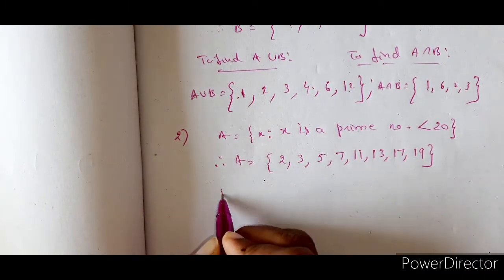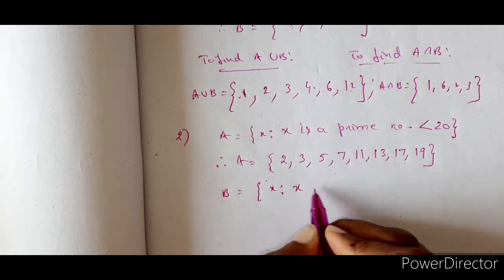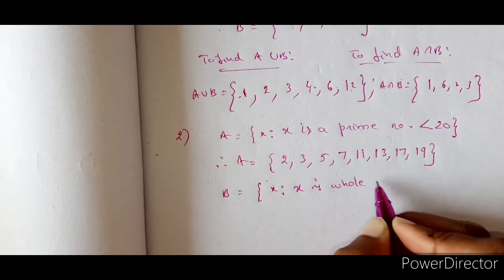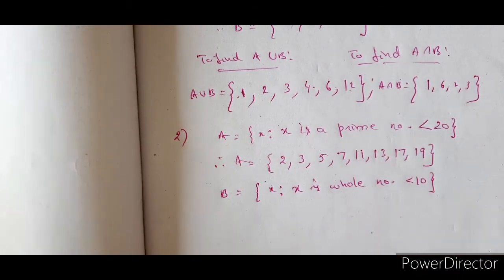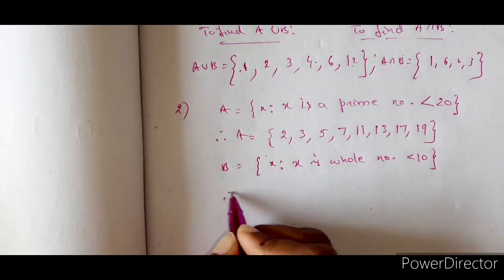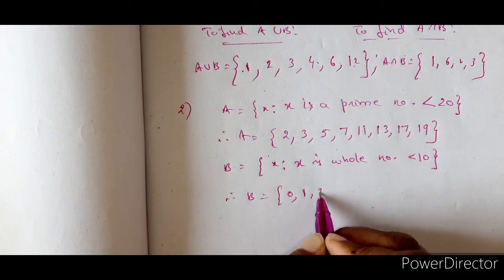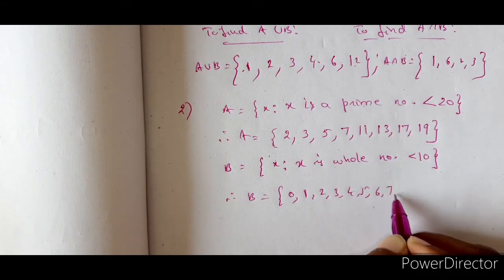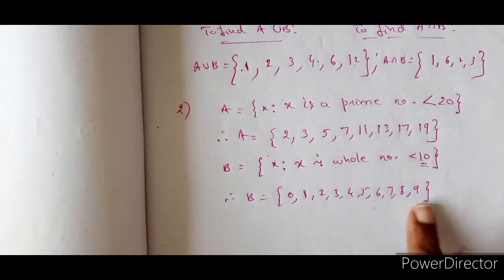Now, what is given? B is equal to {x such that x is a whole number less than 10}. Whole number means 0 is included. Therefore B is equal to 0, 1, 2, 3, 4, 5, 6, 7, 8, 9, because less than 10.